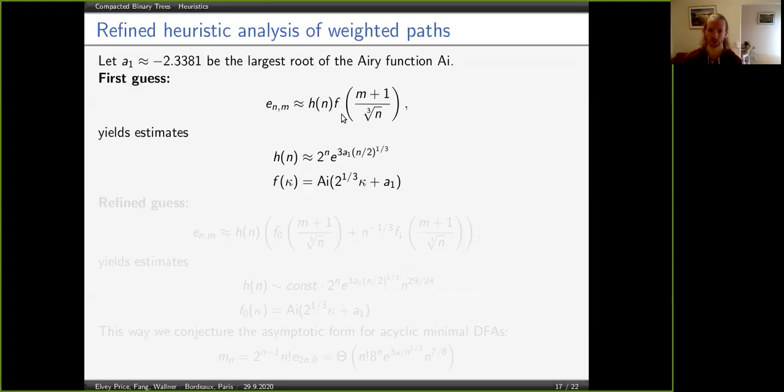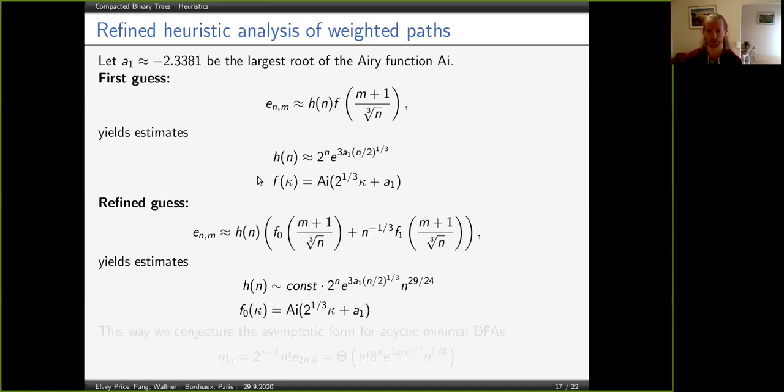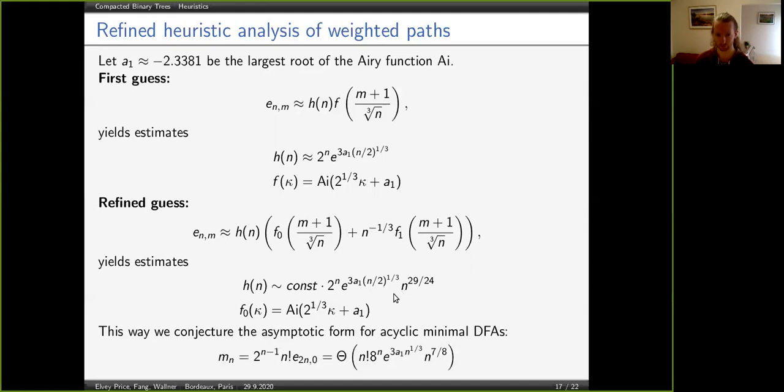Okay, so to summarize, when we make this guess, we get these estimates for h of n and f of kappa. In fact, we can refine this a bit by guessing the next order term, and that yields a more precise estimate for h, which in fact even involves a polynomial term. And so this way we conjecture this exact asymptotic form for M_n, coming from this guess for E_n, and the guessed values of h and f.